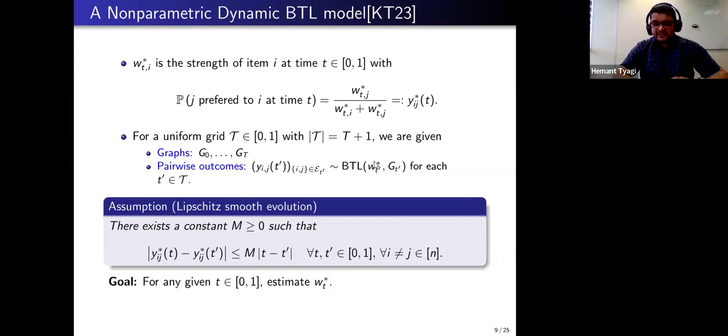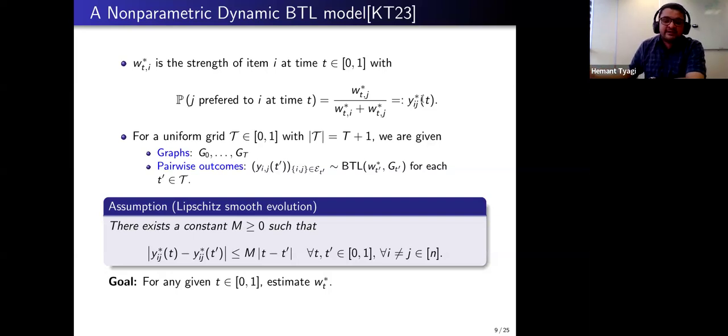And this is the strength vector. WT star is the strength vector at time t, and WT star I is the strength of item I at time t. And then you can just have a BTL model at time t. So the probability j is preferred to i at time t is really the ratio of these strengths, which we will denote by Yij star of t. So you just put a t in whatever we saw just now for the BTL model. Okay, so you have these pairwise probabilities, which are functions of time now.